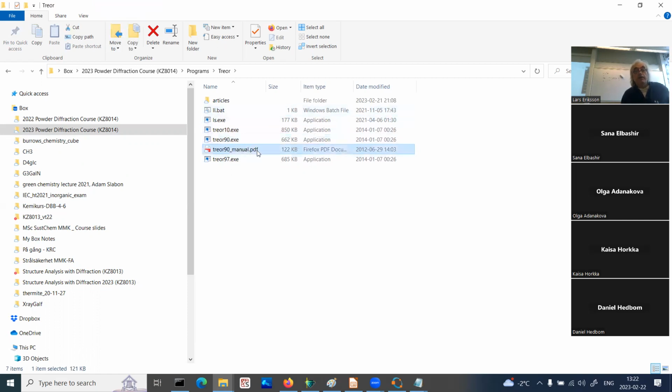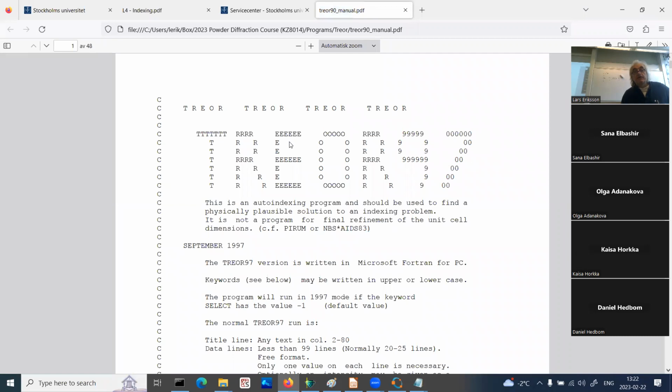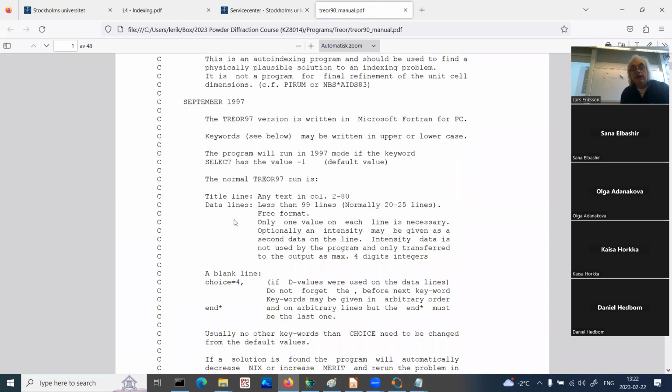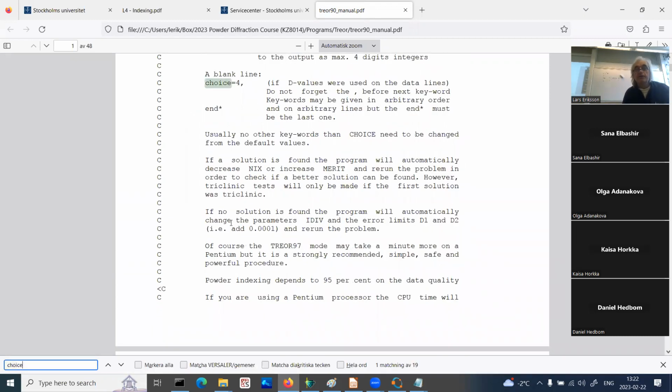Also, perhaps the manual, you need to remember where to have it. The Treor manual is quite old. You see it's actually written in the form of a comment list in the programming language Fortran. With a C as the first character. But you can, for example, search for choice equals 4 if d values, but we want the next one. Next.